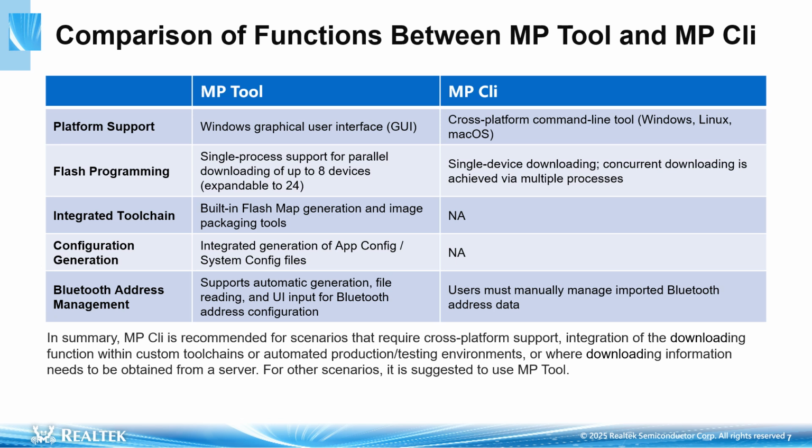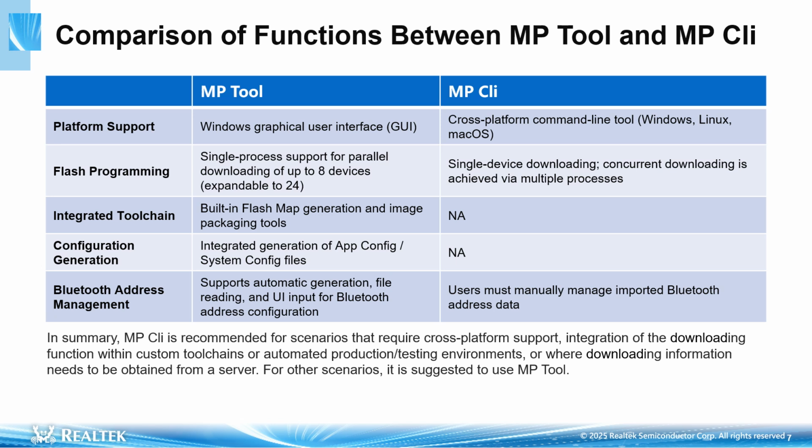A comparison of core functions between MP tool and MP-CLI is as follows. User interface and platform. MP tool is a graphical tool for Windows. MP-CLI is a cross-platform command line tool for Windows, Linux, MacOS. Downloading capability. MP tool supports simultaneous downloading of up to 8, expandable to 24, devices in a single process. MP CLI requires multiple process instances to support simultaneous downloading on multiple devices.